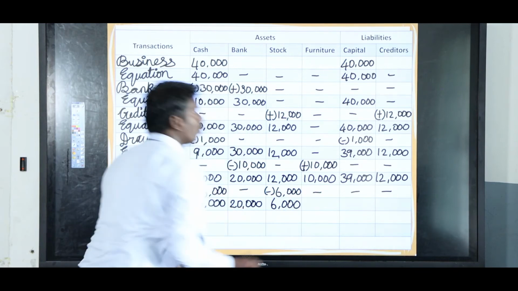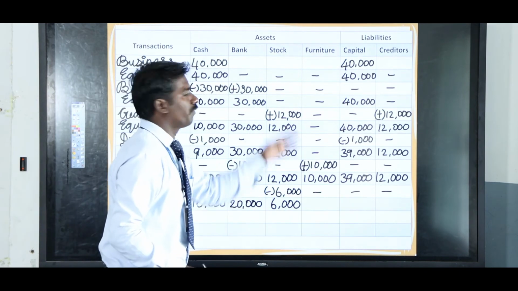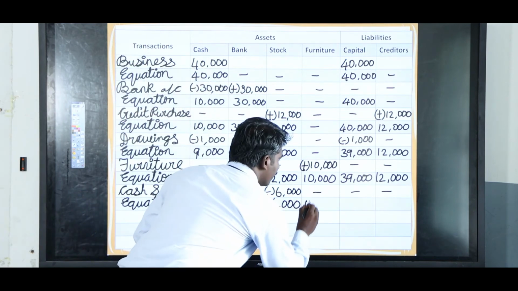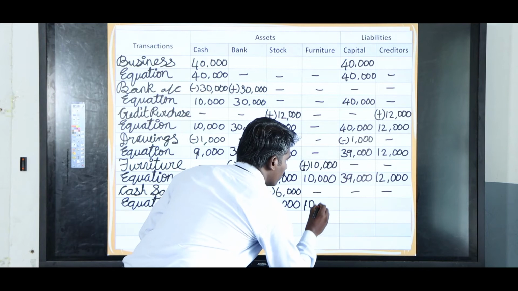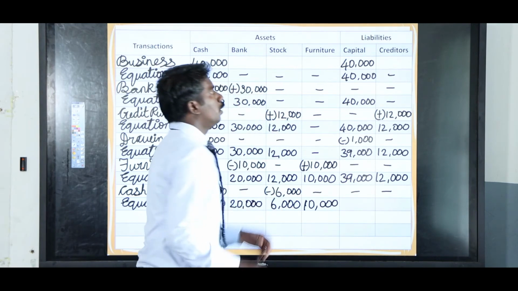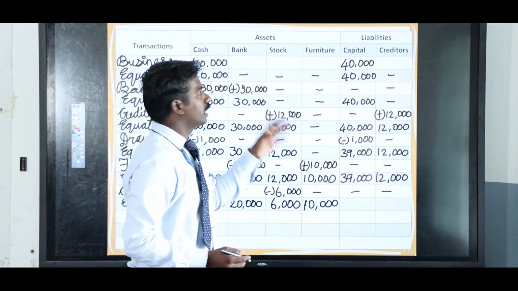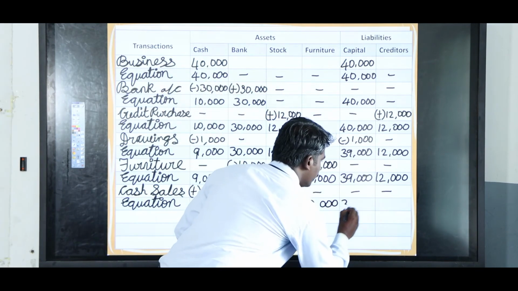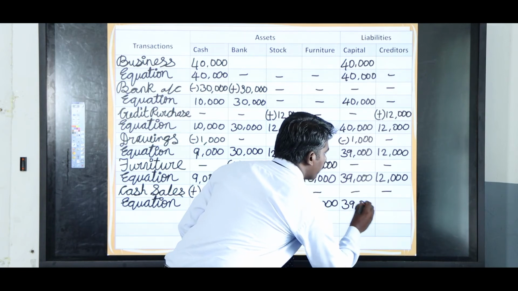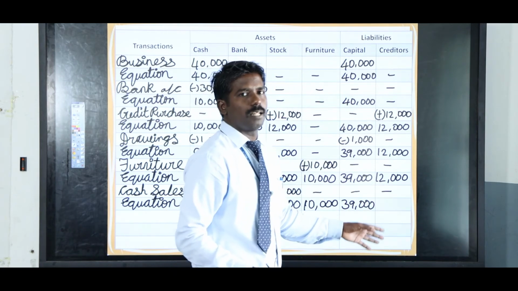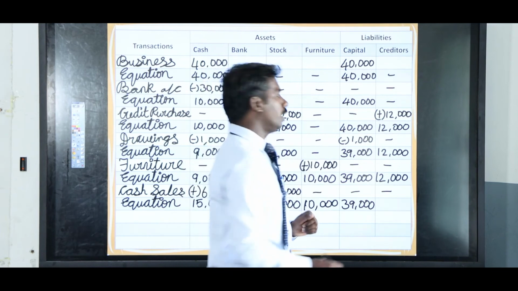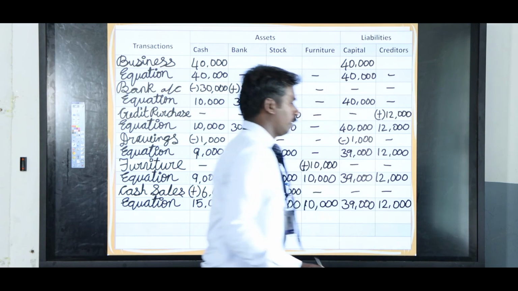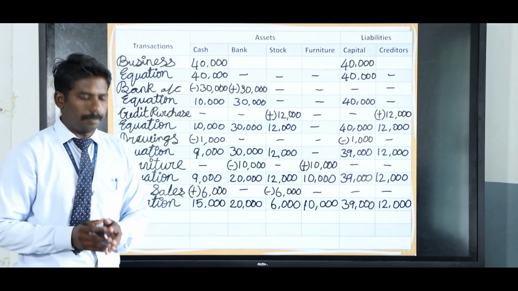So write 6,000 rupees in the stock column and see the furniture column. The furniture column only shows 10,000 rupees. So write 10,000 rupees. And move on to the capital column. There is no change in the capital column. It shows the same 39,000 rupees. Write 39,000 rupees in the capital column and move on to the creditors column. The creditors column shows 12,000 rupees. So write 12,000 rupees in the creditors column and see the last transaction.